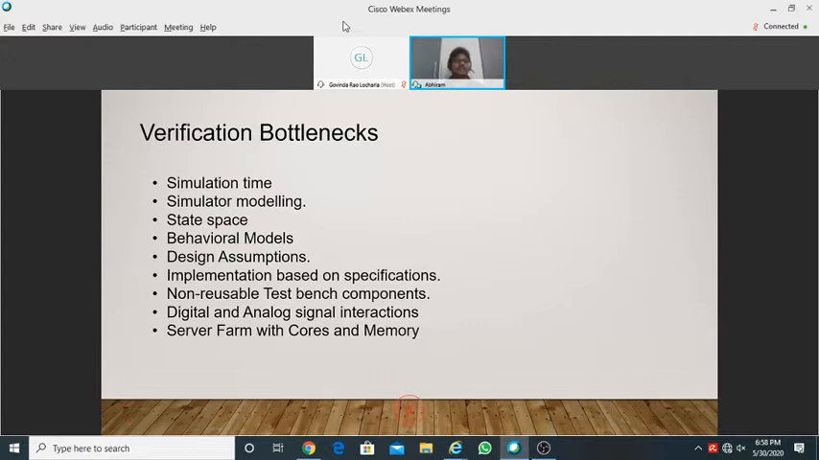And also, finally, there is the server farm where you are running your tests. They are also a bottleneck because if you are running that many jobs and tests for that many hours, you need huge memory and huge processors. So all these are the real bottlenecks for your verification.